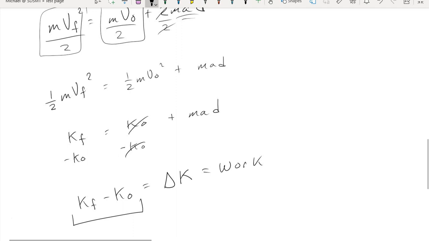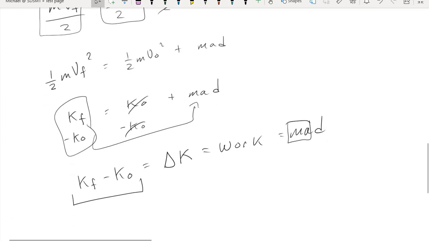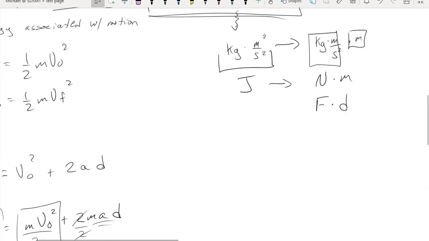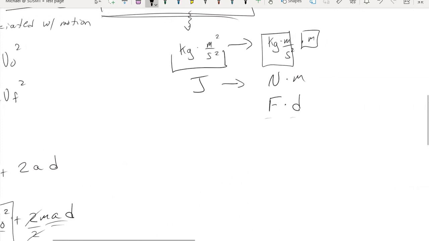But what does this change in kinetic energy equal? It equals that leftover stuff that we had in the equation. What happens if we combine mass and acceleration? Well, that makes force. And right there we've got displacement. And we've already said that the units of force and displacement equal the same units of energy.